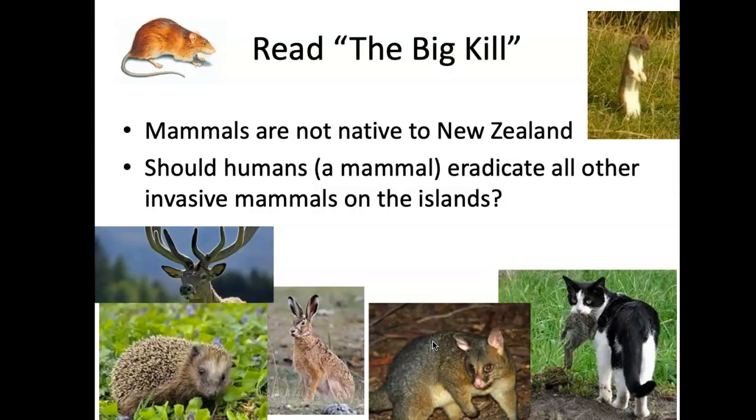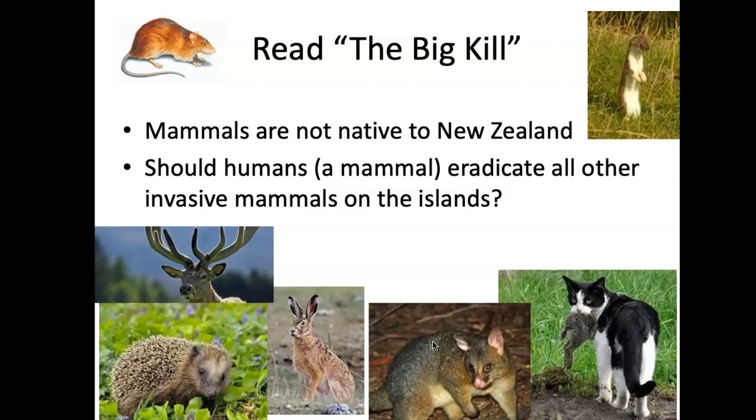I want you to read a very interesting article when it comes to population ecology, and it's called The Big Kill, and it's about mammals in New Zealand. It turns out that New Zealand has some amazing birds, and a lot of them nest on the ground, and mammals were never native to New Zealand. They've been brought in, including humans.